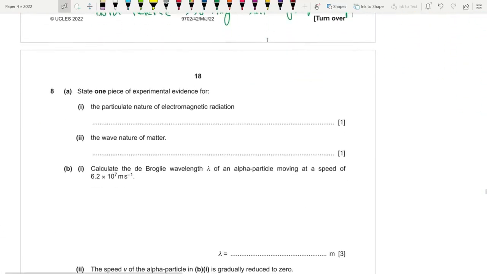Okay, moving on to question number 8. Experimental evidence for particulate nature of electromagnetic radiation. We know that it's the photoelectric effect basically. And the wave nature of matter. So in the first one, a wave acts as a particle, and the second one, a particle acts as a wave. So we can see that in electron diffraction.